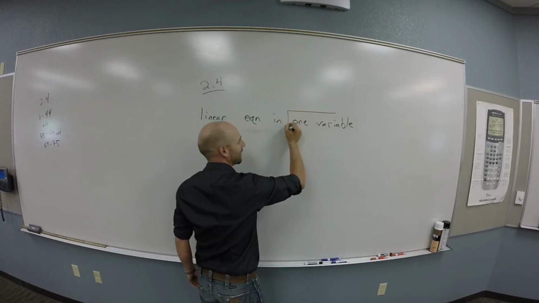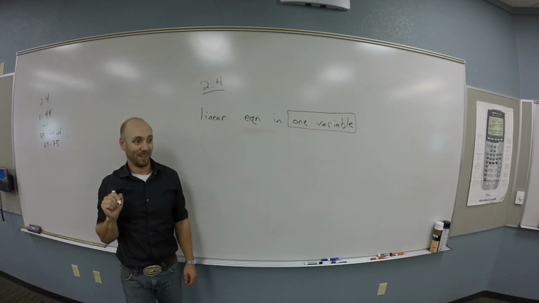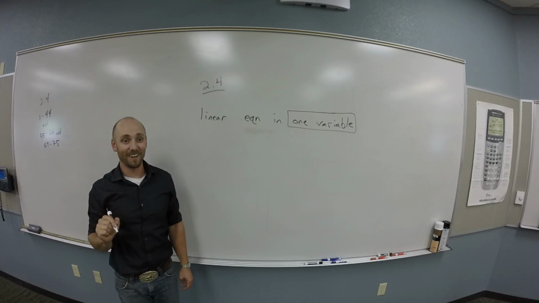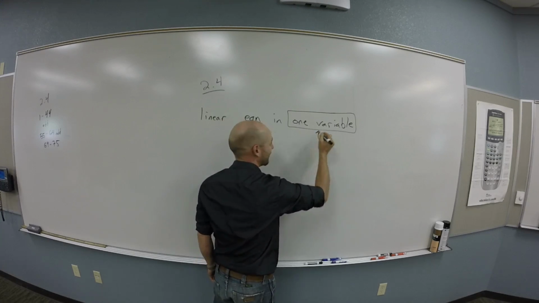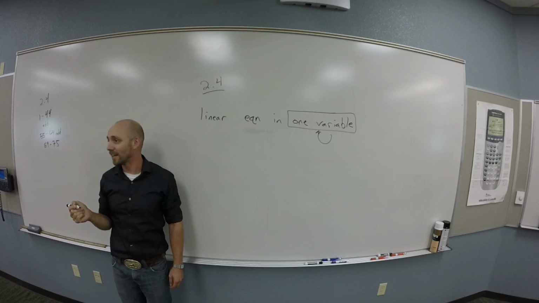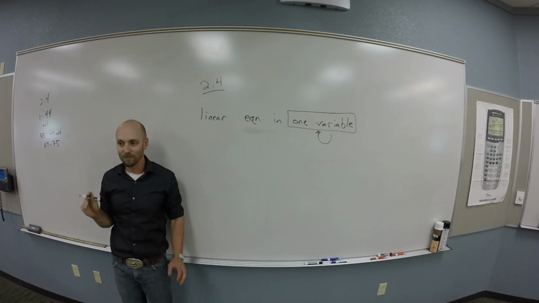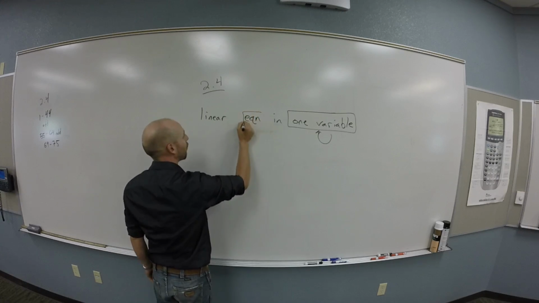This piece means what? One x. Yeah, there's one variable. I'm not even going to write anything for this because it's obvious. You all good with that? It doesn't matter what the letter is, but there can be one kind of letter-y thing, right? One variable.